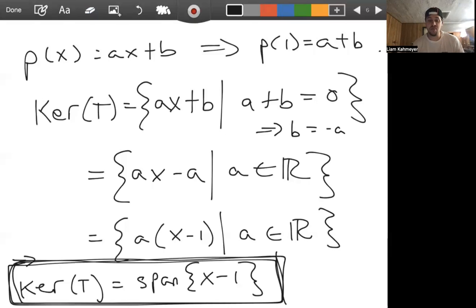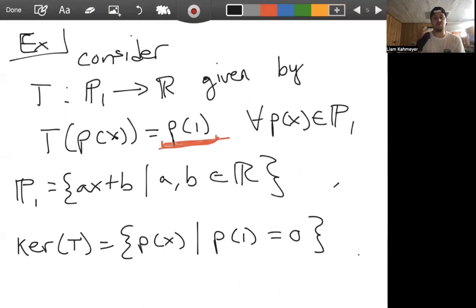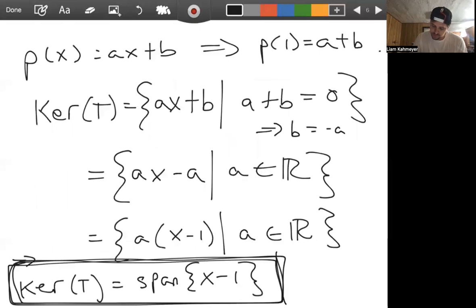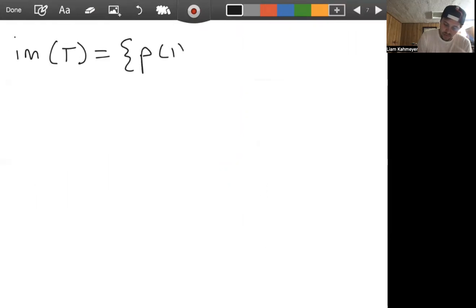And so this is the kernel of this linear transformation that takes a polynomial, and to each polynomial, it assigns the number P of 1. You just evaluate that polynomial at 1. What about the image? The image of T is going to be the set of all points P of 1, so basically it's P of 1 such that P of X is an element of P1.